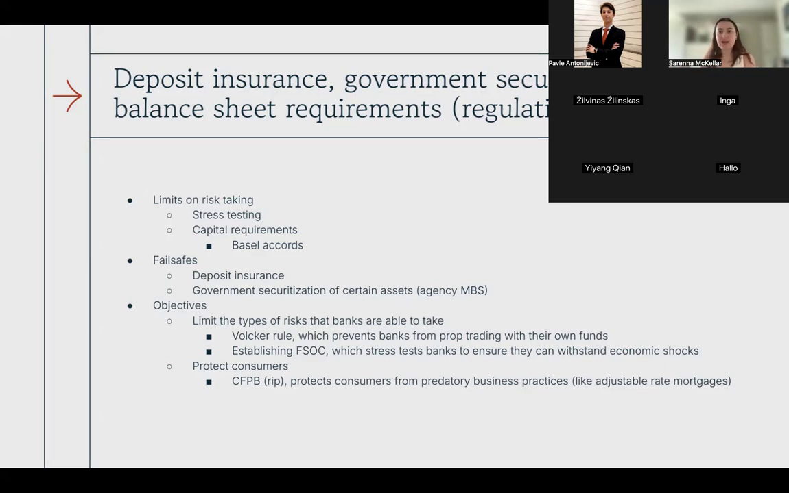This has been widely adopted in many, many countries. I think most of Europe, North America, parts of Asia and Africa as well have all adopted the Basel Accords.